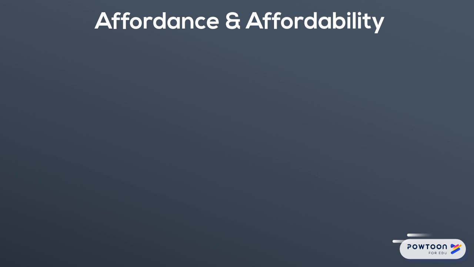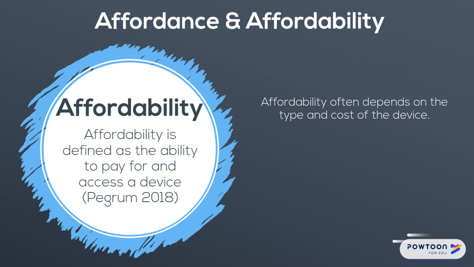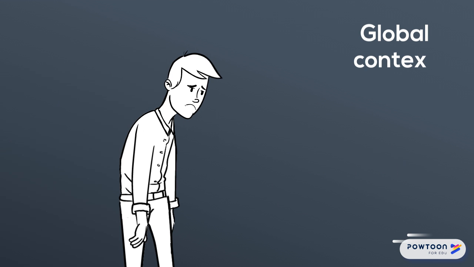in the classroom. Affordability is defined as the ability to pay for or access a device. Affordability often depends on the type and cost of the device itself. Devices with high affordances often have low affordability. What does this mean on a global scale?